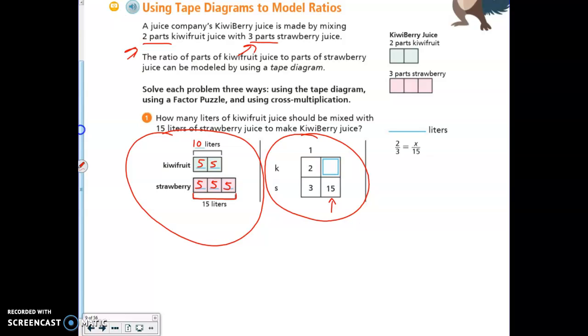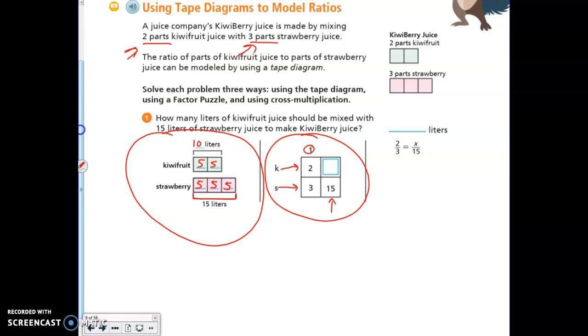So if the part of strawberry is 15, there's again multiple ways, even with this factor puzzle, that we can look at this. You can see the S is indicating that we're strawberry here. You can see that we're indicating kiwi here. You can see that this is unit right here. This 1 right here shows us that this is the unit ratio.